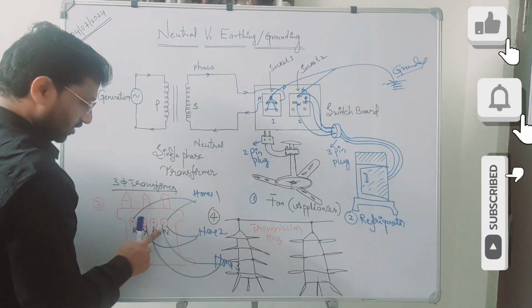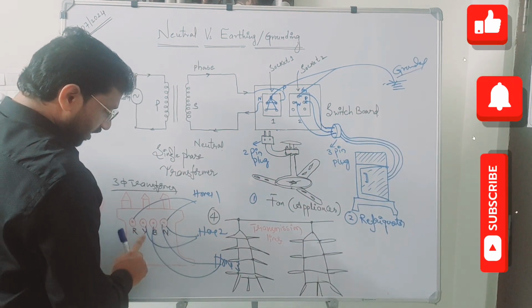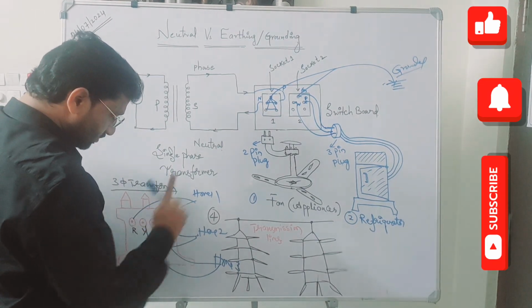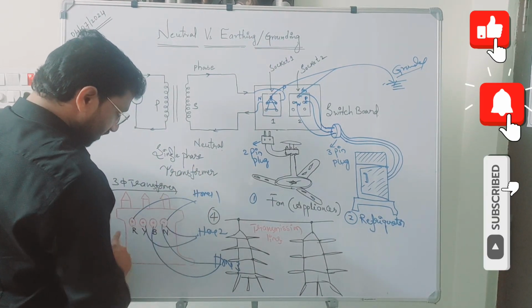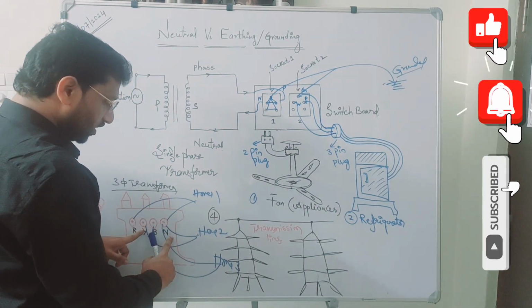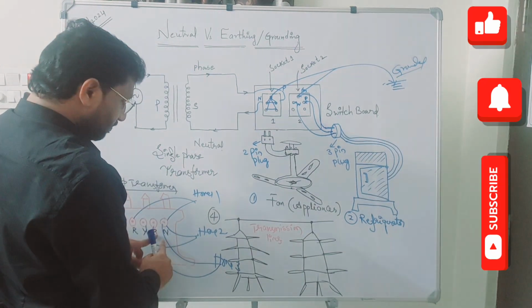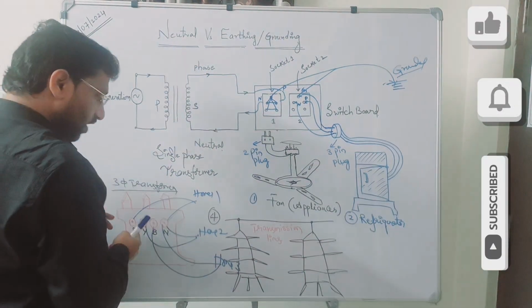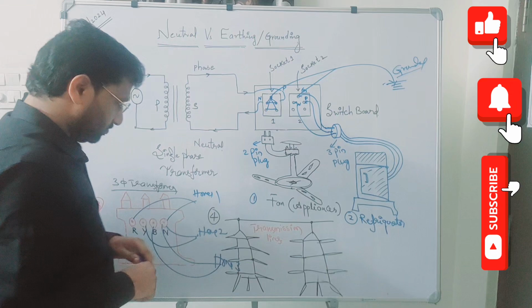So R, Y, B, red, yellow, blue, these three are the phase wires. R is one phase wire, Y is one phase wire, B is one phase wire. R and neutral constitute one single phase. Y and neutral constitute another single phase. B and neutral constitute another single phase. So that means I am giving to 3 homes. This is an example I am telling you.